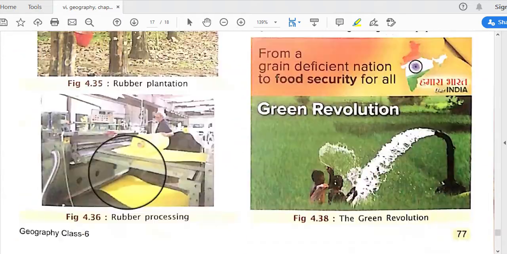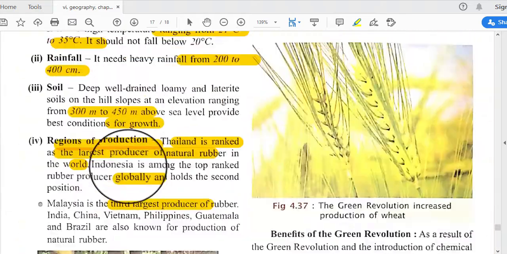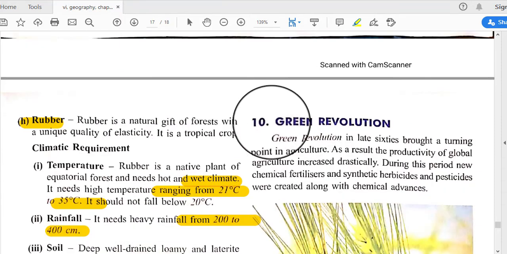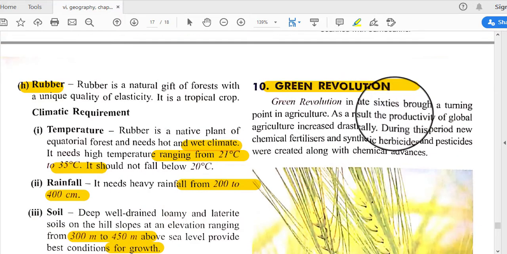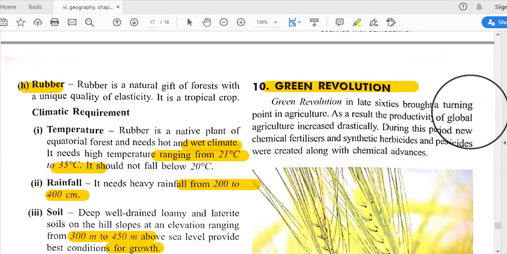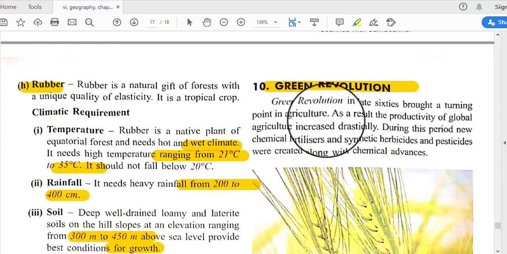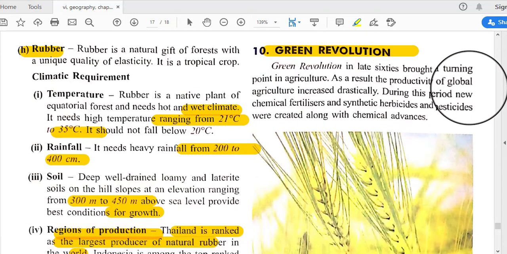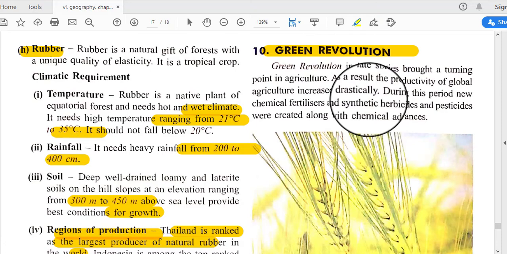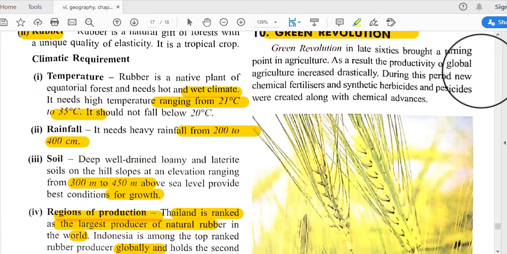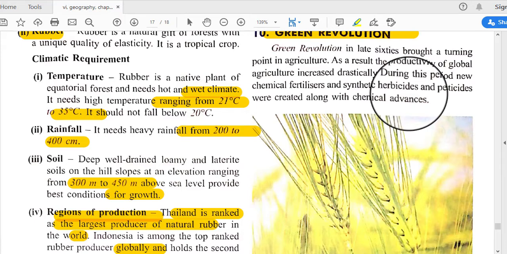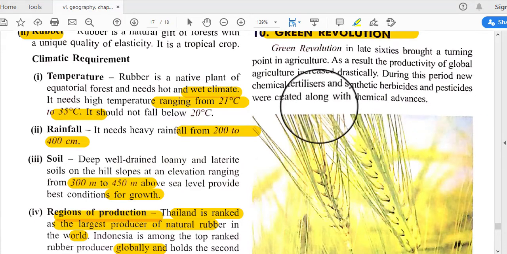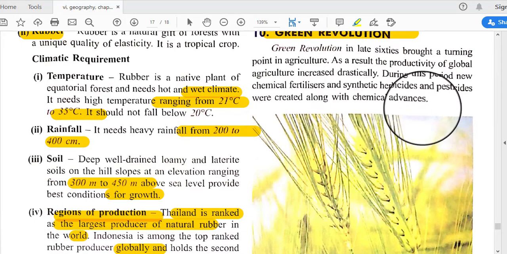Okay, this is the information regarding rubber plantation. Next is green revolution. What is the term green revolution? The green revolution in the late 1960s brought a turning point in agriculture, and as a result the productivity of global agriculture increased drastically. During this period new chemical fertilizers and synthetic herbicides and pesticides were created along with chemical advances.